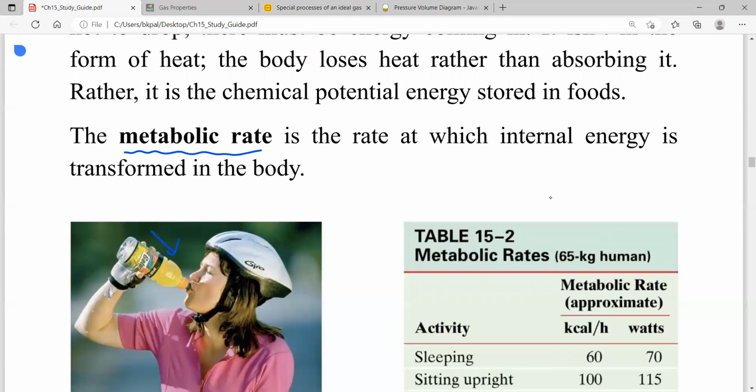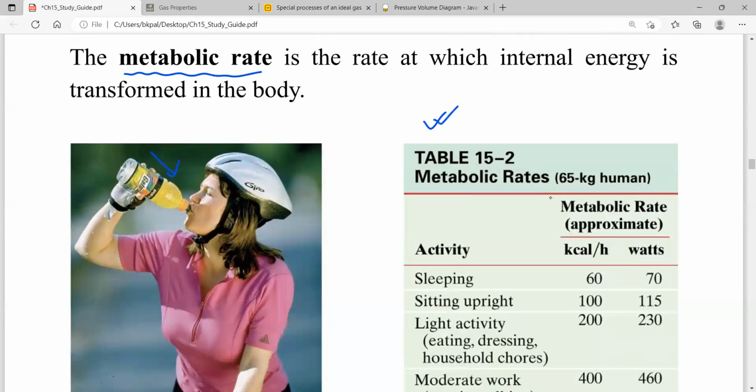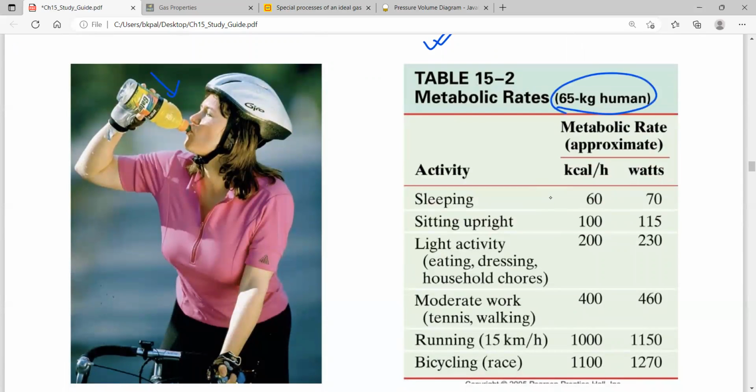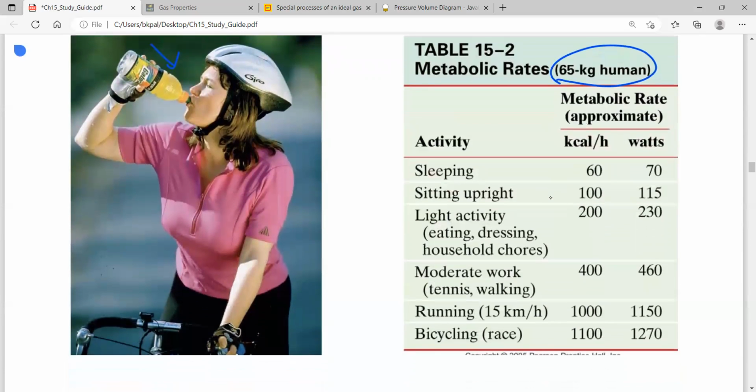Now when we deal with the human body, you will probably see the phrase metabolic rate. Let me talk a little bit about it. It is the rate at which the internal energy is transformed in the body. This table shows the metabolic rate for different activities for a 65-kilogram human. It's different for different persons, but for a 65-kilogram human these are the numbers. For example, when a 65-kilogram person sleeps, that person needs about 70 joules of energy per second.